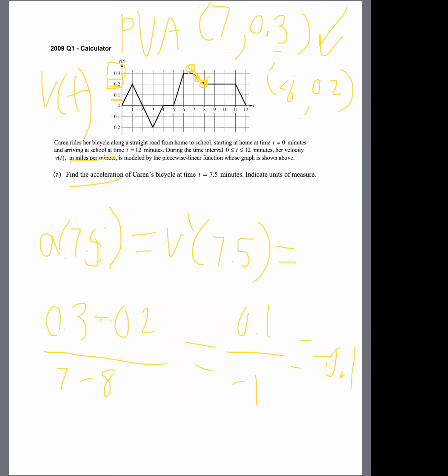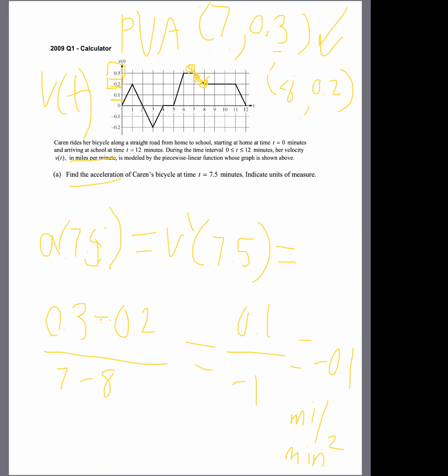But we're forgetting the unit. So Julia, what would be the unit for acceleration in this problem? Miles per minute squared. Perfect. So all you have to do is write that. So miles per minute squared, and that would be the answer for part A. And that's all you have to do.